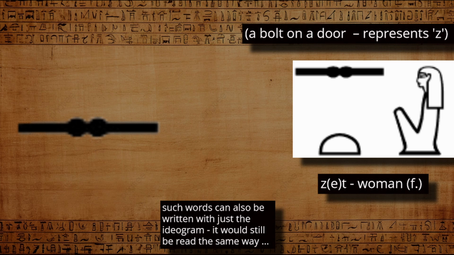With that, we can now read Z, with its ideogram at the end, a sitting woman, indicating that the word means woman. And yes, sometimes an ideogram can even stand alone and still represent the whole word and also keep the pronunciation intact. Just two more.